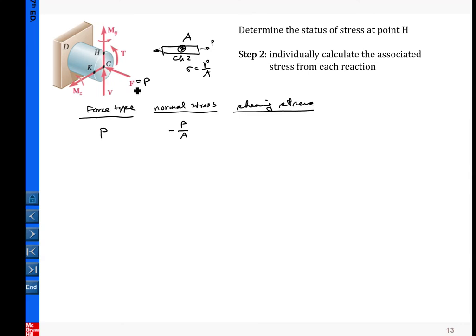Due to axial loading, no shear stress, so 0. Now we move on to the second loading type. We have done this one, so let me cross this out. Now we move on to V. V is the transverse loading, so transverse loading contributes nothing to normal stress here.